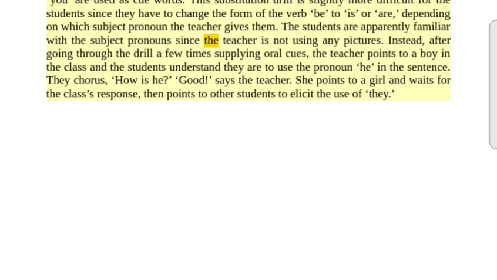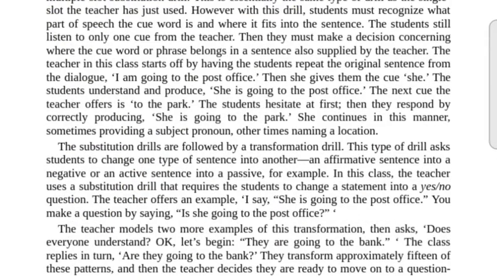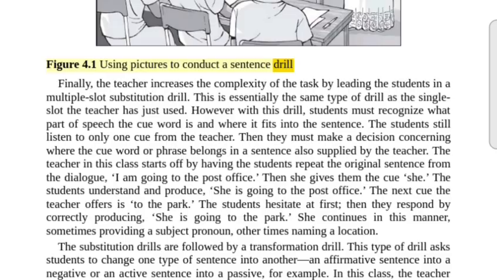Instead, after going through the drill a few times supplying oral cues, the teacher points to a boy in the class and the students understand they are to use the pronoun, he, in the sentence. They chorus, how is he? Good, says the teacher. She points to a girl and waits for the class's response, then points to other students to elicit the use of they. Figure 4.1 Using pictures to conduct a sentence drill.